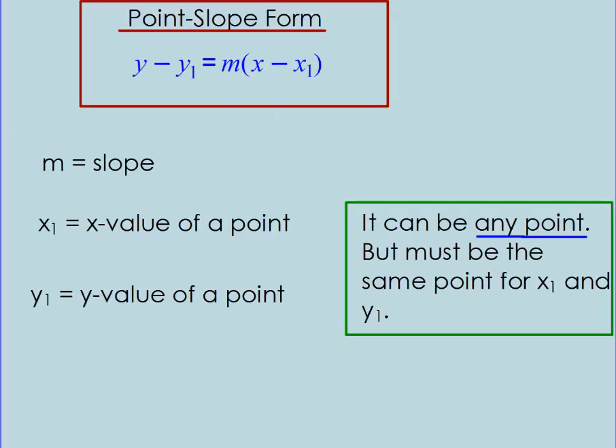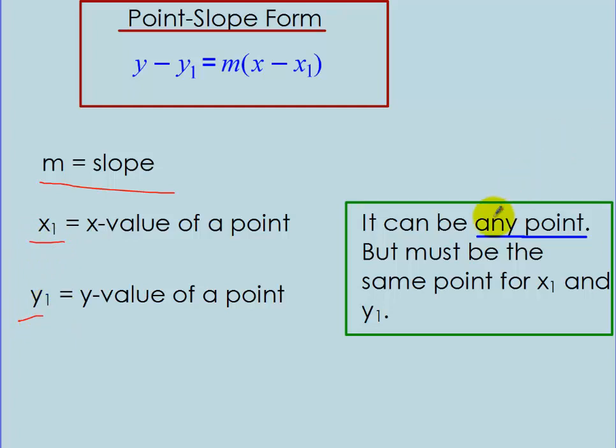What is Point-Slope Form? Well, this is the formula for Point-Slope Form: y minus y sub 1 equals m times the quantity x minus x sub 1. Your m is your slope, just like in the last equation. M is always going to be slope. And your x1 and y1 are the x value and y value of a point.